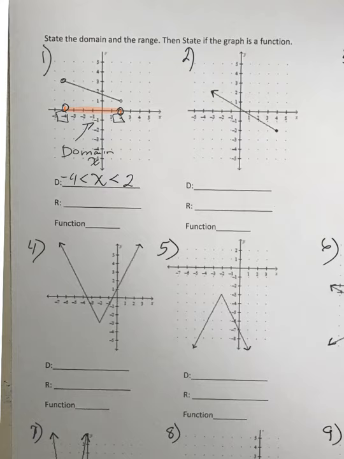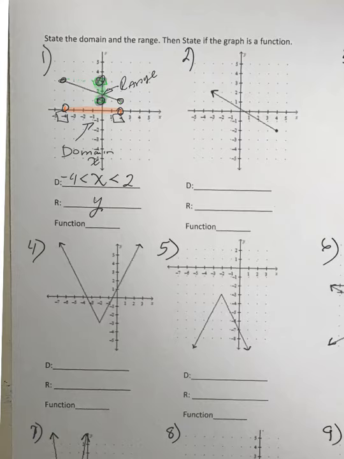For the range, it's the highest it went, so it looks like the highest it went was 3, and the lowest it went was 1. So just to emphasize that, it's between 1 and 3, and we have open circles because of these open circles. So again, for the range, we have a between statement.